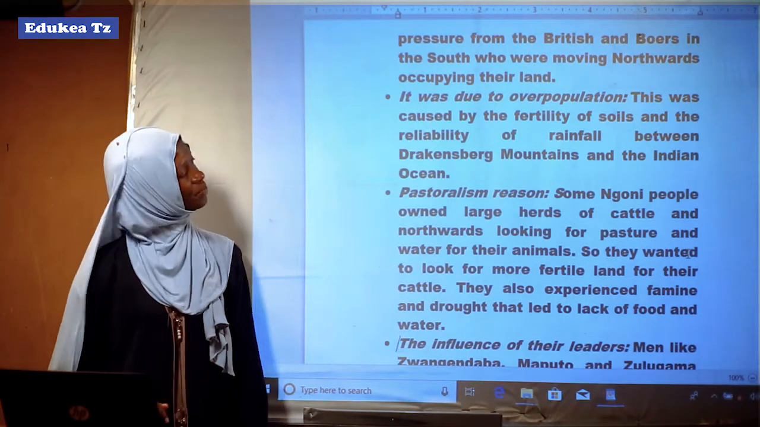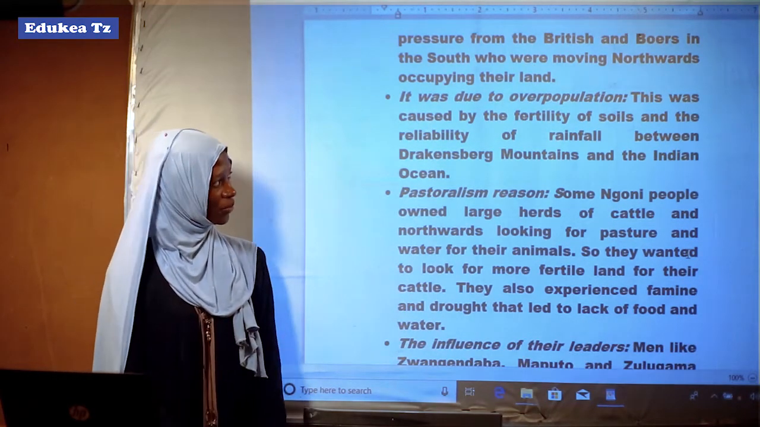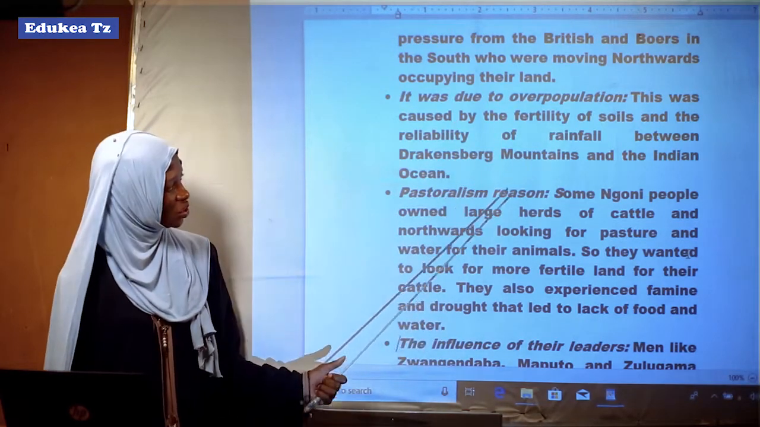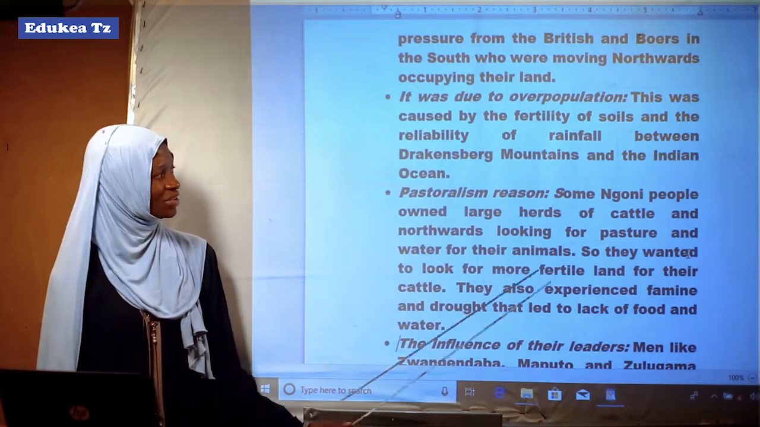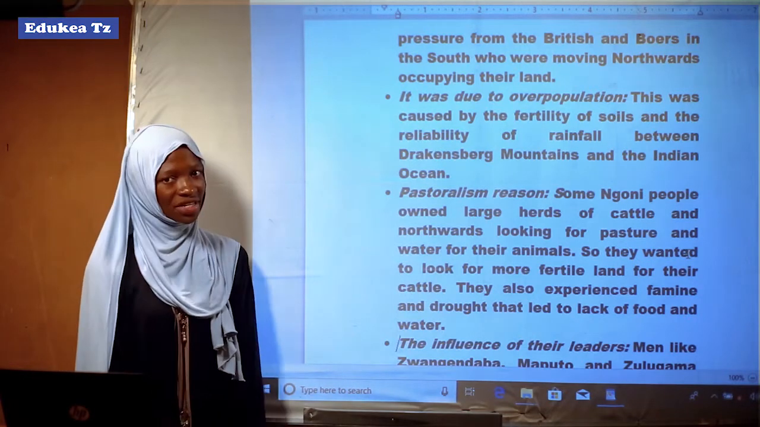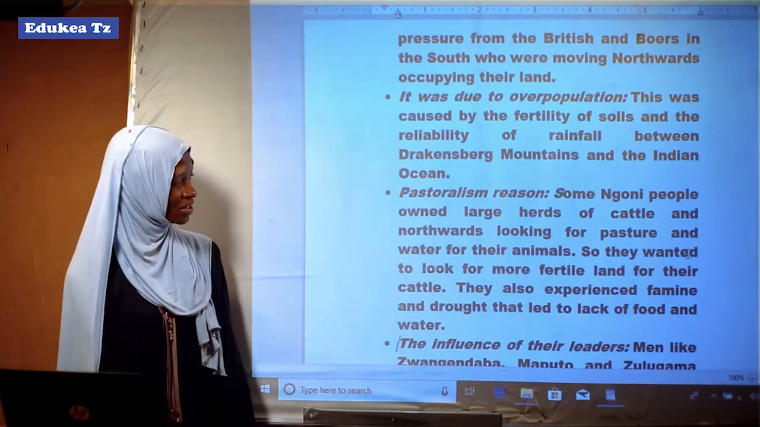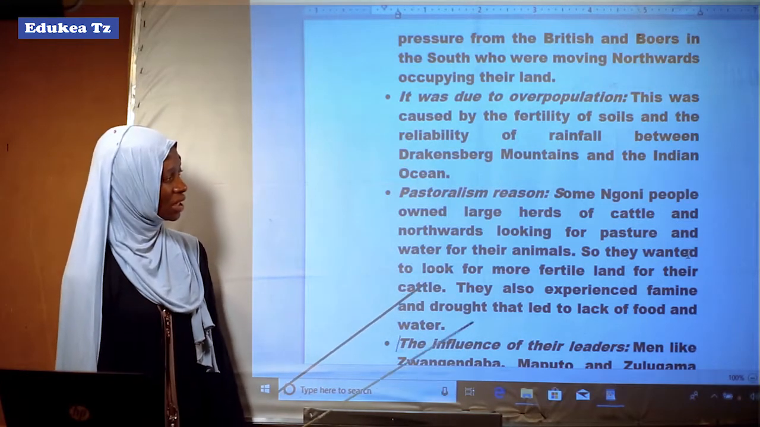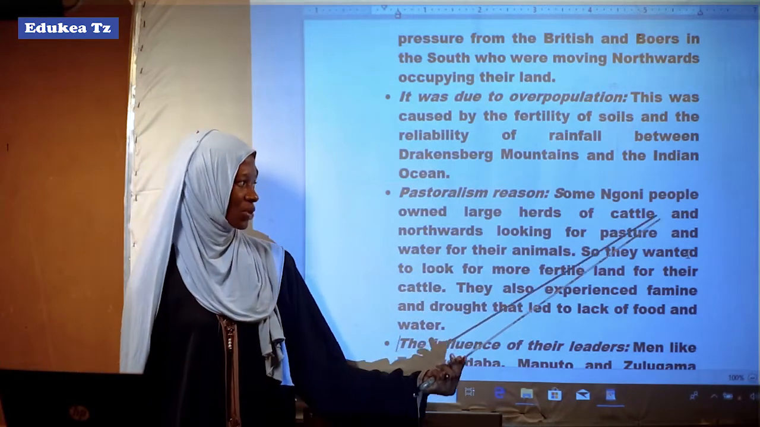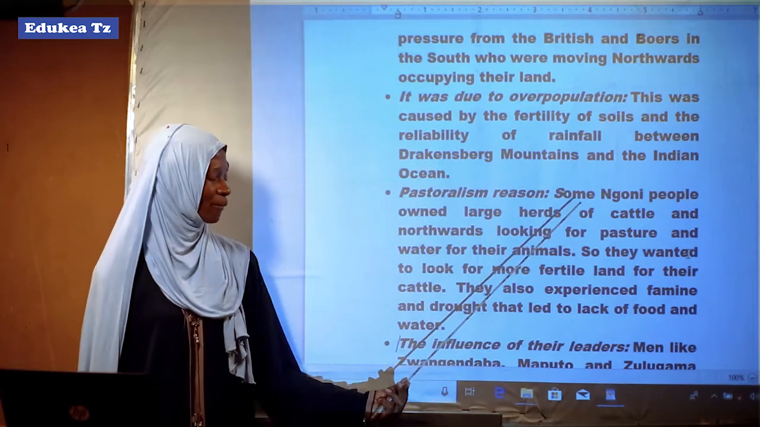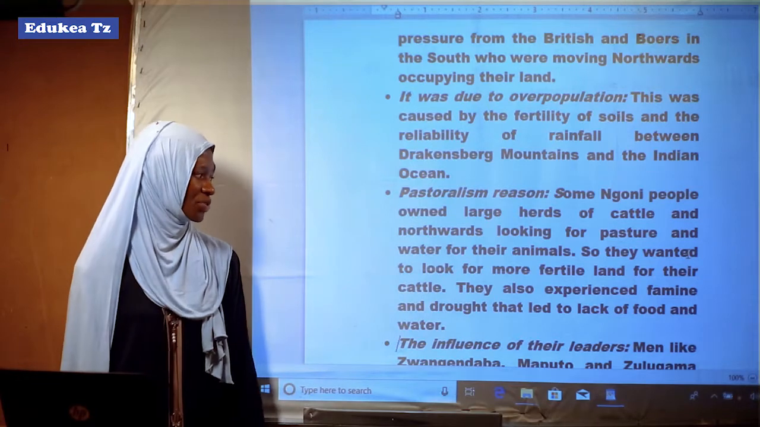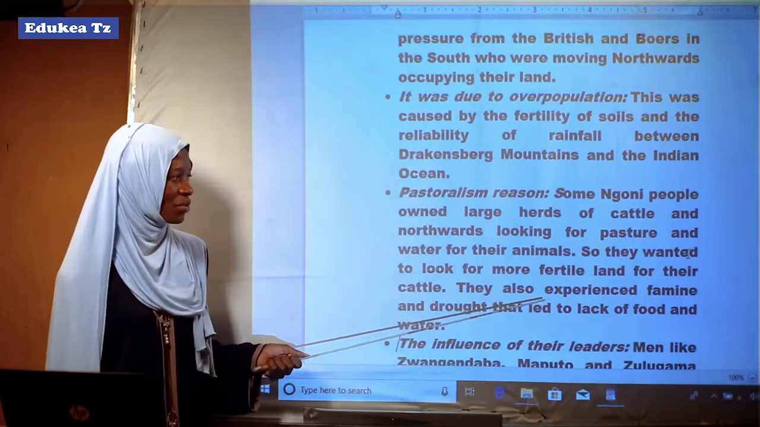The next one is overpopulation. This was caused by the fertility of the soil and the variability of rainfall between the Drakensberg Mountains and the Indian Ocean. The next one is pastoralism reasons. Some Nguni people owned large herds of cattle and moved northward looking for pasture and water for the animals. So they wanted to look for more fertile land.